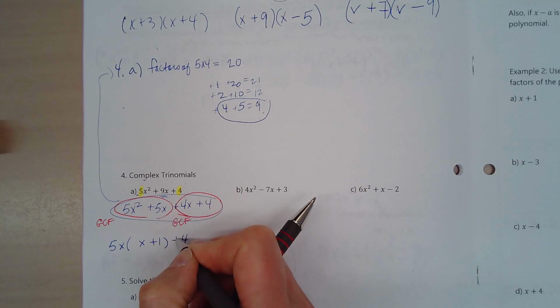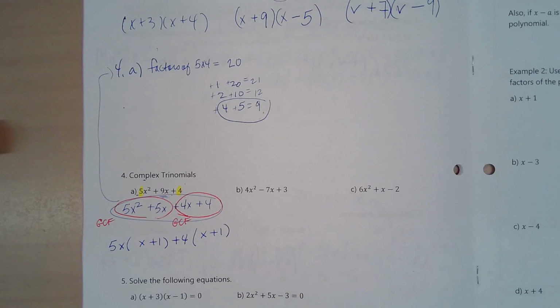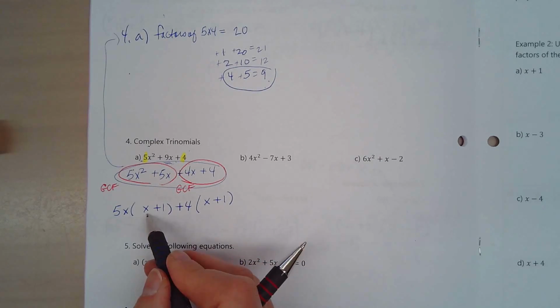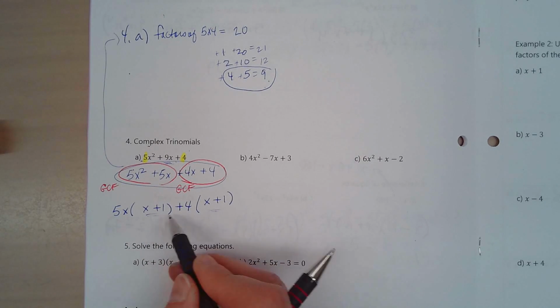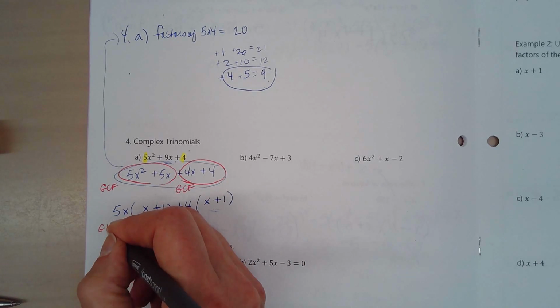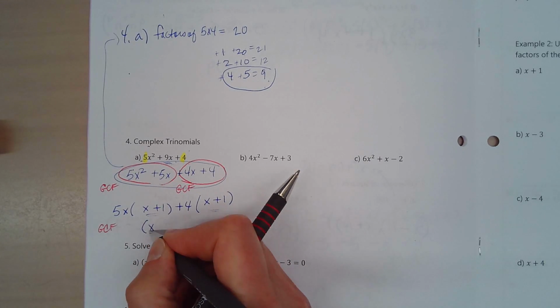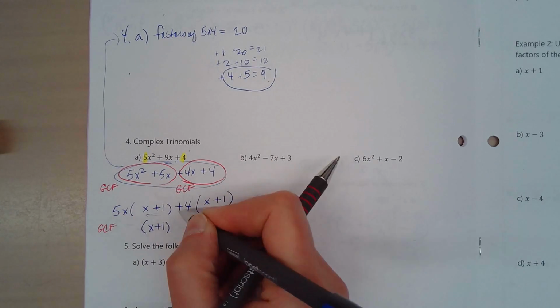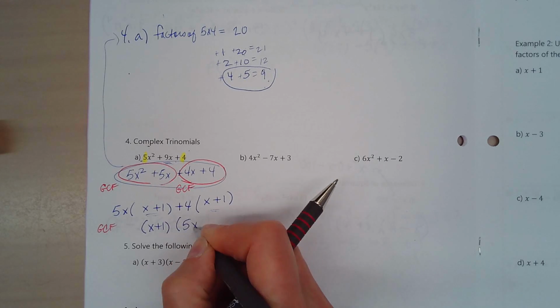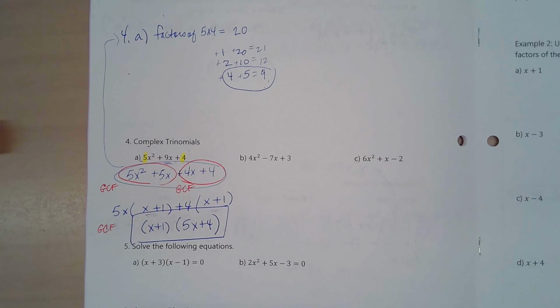Whatever sign's here just gets repeated. As soon as I do that, by the way, these guys always have to match. If they don't match, you've done something wrong. Okay, so now the GCF between these two pieces is x plus 1. And I'm left with 5x plus 4. And you're factored now.